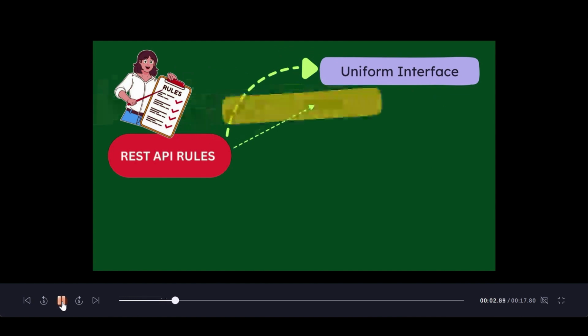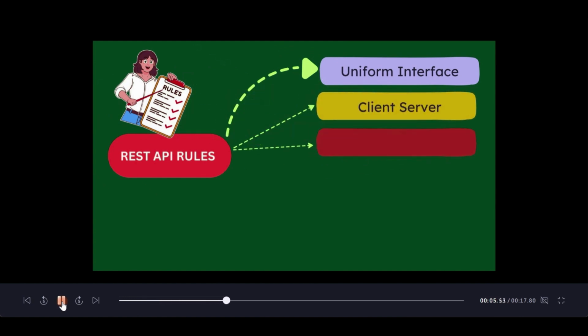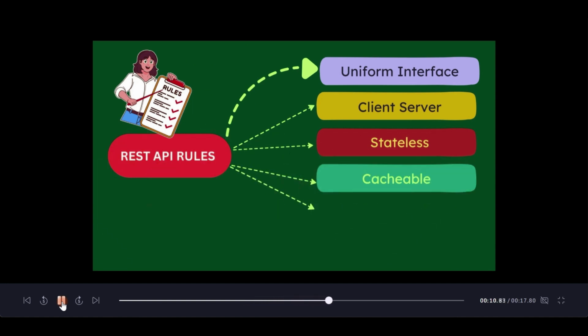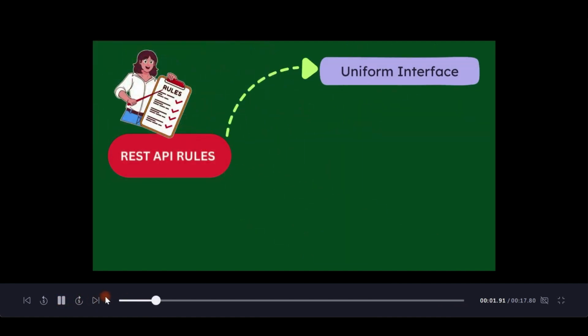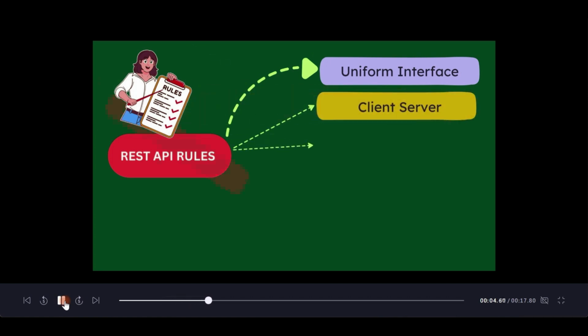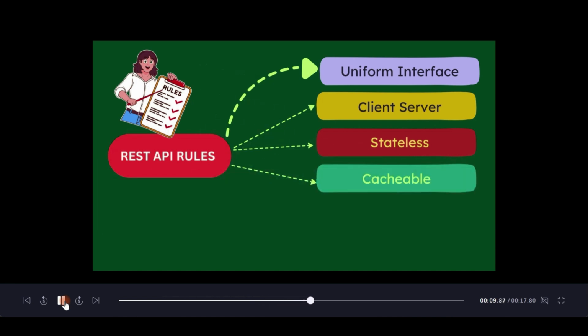So we will see what the properties of REST are. These are the rules of REST. REST should have a uniform interface. There should be client-server communication. All the interactions should be stateless. Data should be cacheable. There should be a layered system, and there will be code on demand. We will try to understand what the meaning of each of these words is.